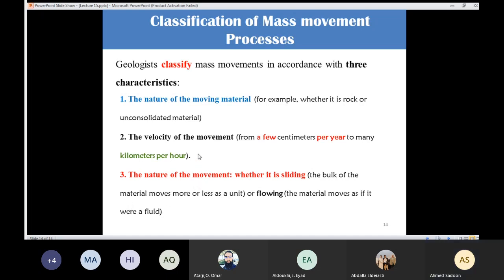And also, it depends on the nature of the movement. It could be sliding, where the bulk of the material moves more or less as a unit, or it could be flowing, where the material moves as if it were a fluid. So it depends on these three characteristics that we are going to classify the mass movement. We are going to stop here. If we had time, we could continue to give you more information about mass movement, but I think this information is enough for us.